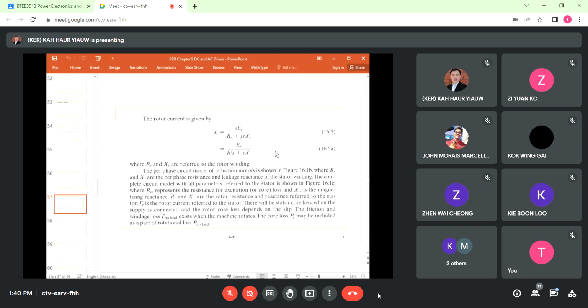There will be stator core loss when the supply is connected, and the rotor core loss depends on the slip. The friction and windage loss P no load exists when the machine rotates. The core loss Pc may be included as a part of rotational loss, the P no load.